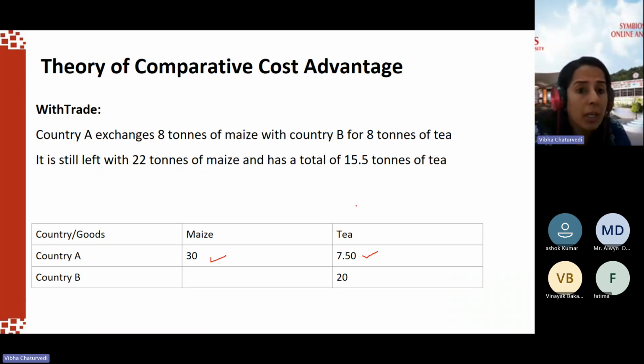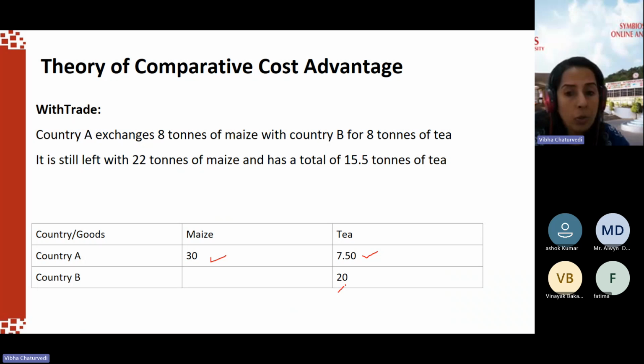Now country B is going to put all its resources into tea, because country B has an absolute cost disadvantage in both. So it is going to concentrate absolutely on the production of tea, because if it divides its resources 300 to 100 between both commodities, the problem is that its efficiency is less than half in the production of maize, as you saw on the previous table.